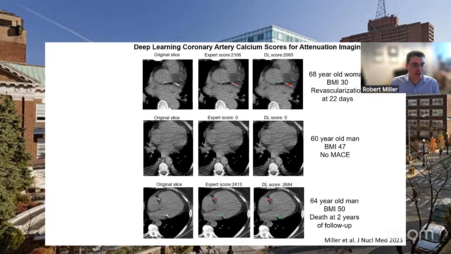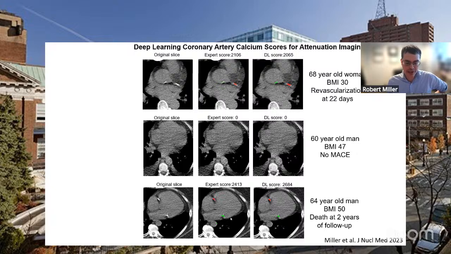In the first case, you can see that there's some calcium in the aorta and calcium in the left circumflex artery, and both the AI and the expert interpreter scored the same segments. Like I said, these are really noisy images, so there are some pixels that you might confuse as calcium just because of the image quality. Here, the deep learning score was 0 as well as the expert score was 0.